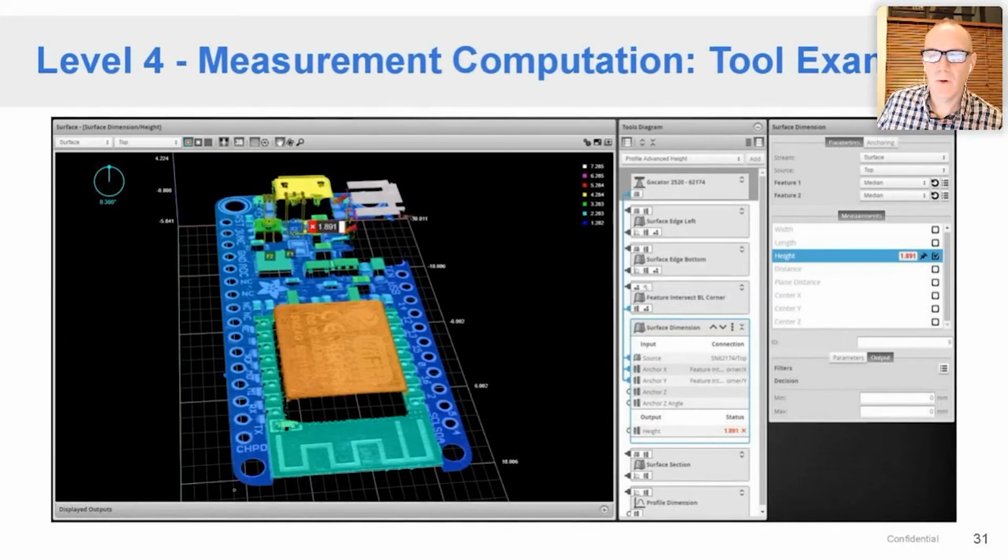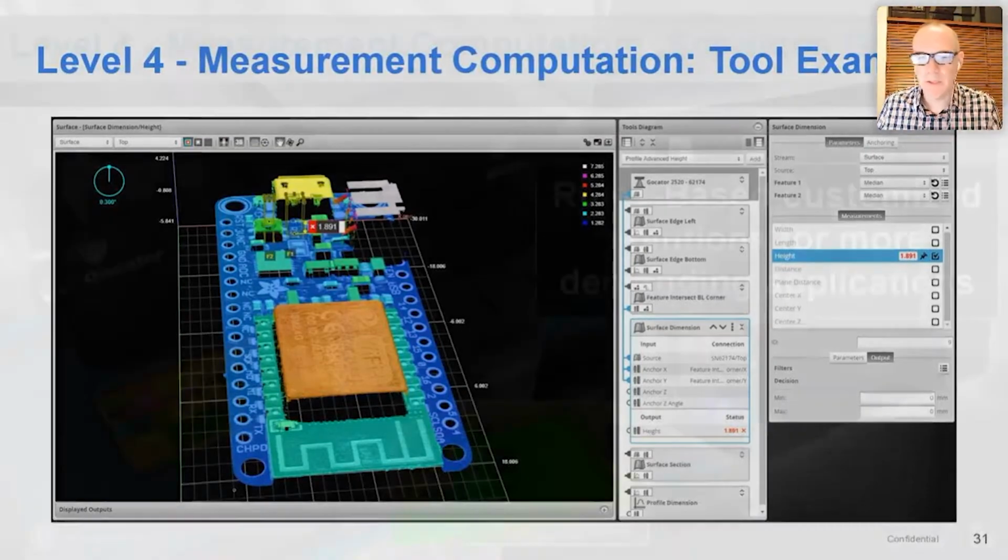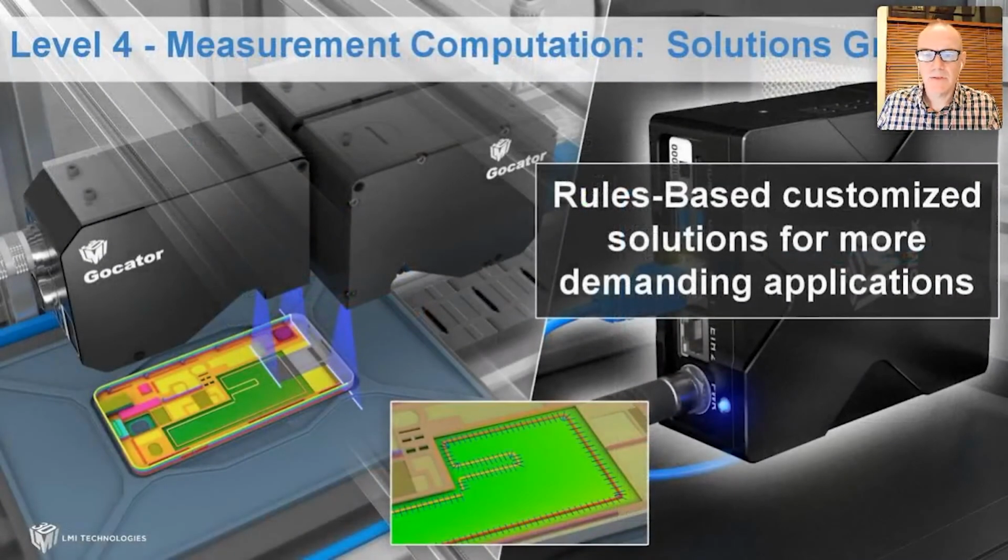Now, what if you have a very, very unique need? This is where LMI does have the capability to create special tools for high volume applications. So you may have a really specific need. One example, for instance, is this track tool that's used for adhesive beads. It's a very specialized tool. It wouldn't generally exist in the tool set, but it does now because we've created this tool.